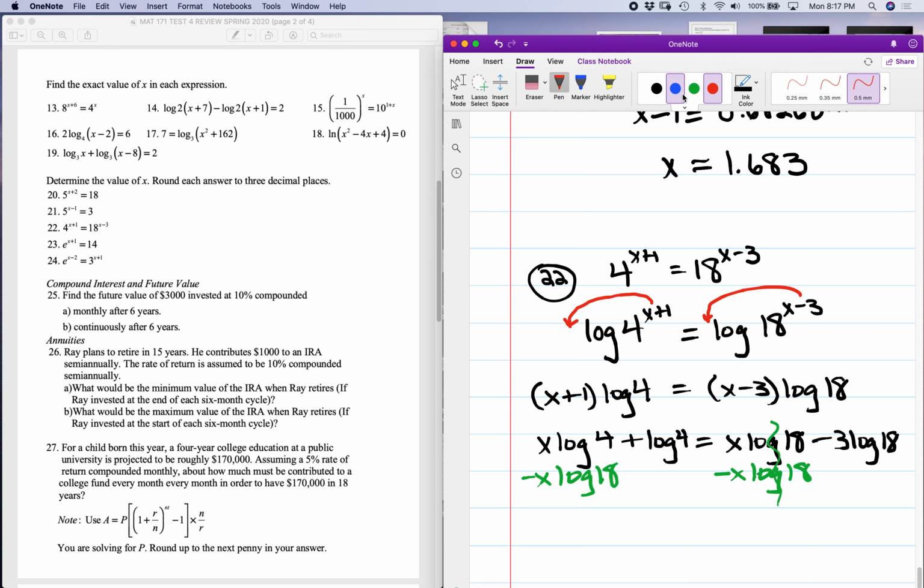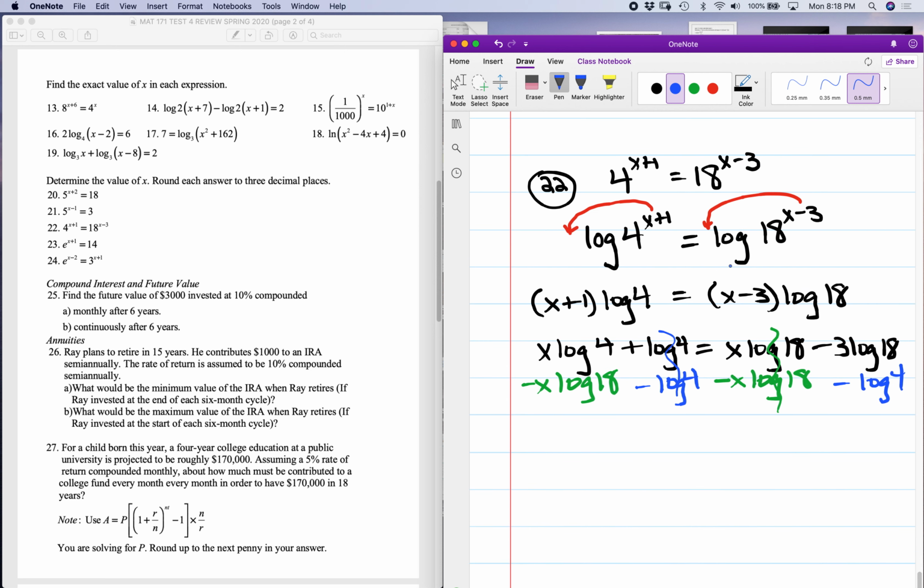And at the same token, I'll just have the x terms on one side and constants in the base 10 logarithm on the other. So I'll just move the base 10 logarithm of 4. And upon gathering, we have x times the base 10 logarithm of 4 minus x times the base 10 logarithm of 18 is equal to minus 3 times the base 10 logarithm of 18 minus the base 10 logarithm of 4. And we're looking at solving for x.